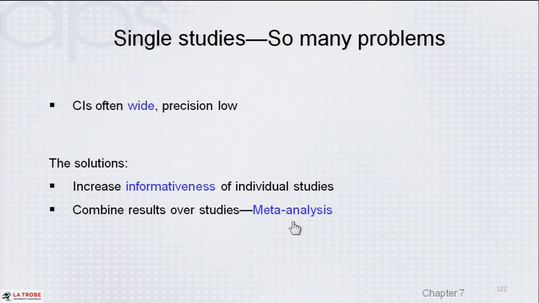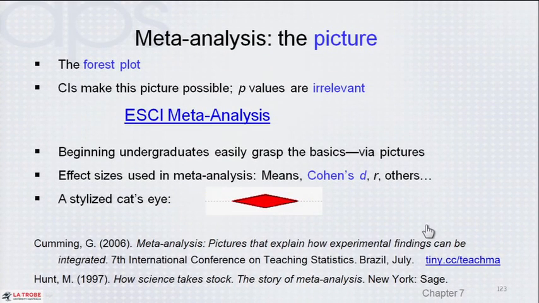And we should adopt a meta-analytic consciousness, meta-analytic thinking, to inform all our planning and interpretation, all our research. So I think the key to meta-analysis is a picture, the forest plot. You would expect me to say something about pictures, and I will. And confidence intervals make this possible. P-values are basically irrelevant to meta-analysis.